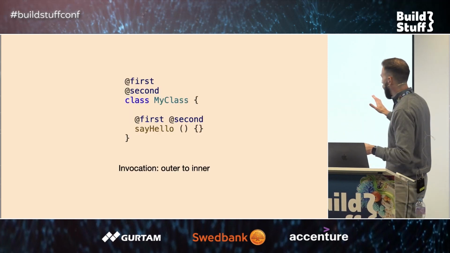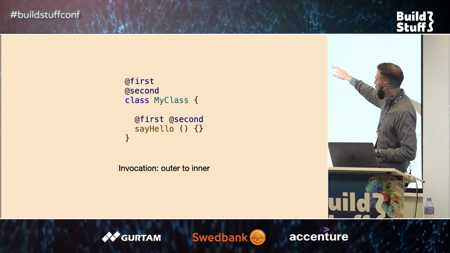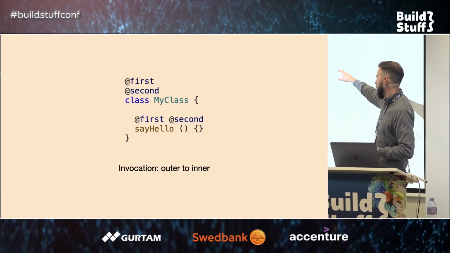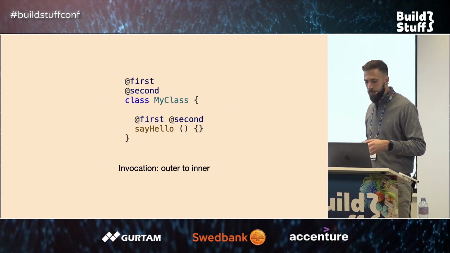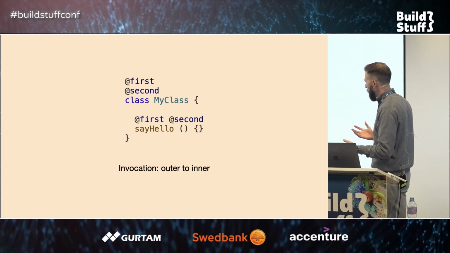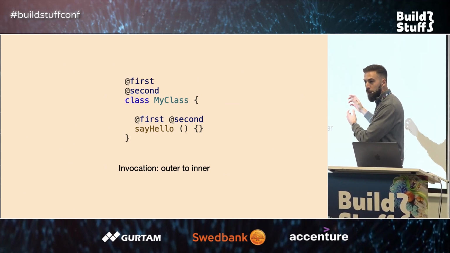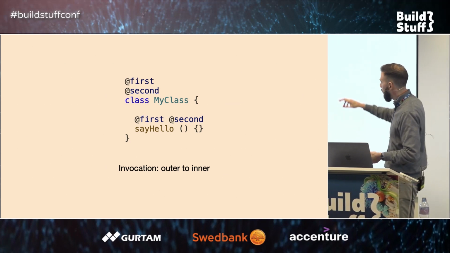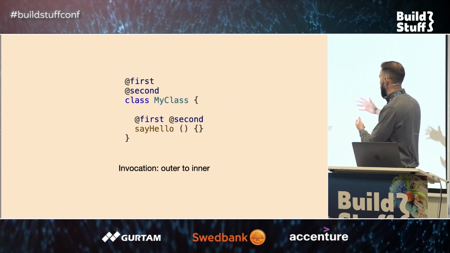So this is how decorators can look like. In here, they are applied first to a class, but also to a class method. And from the invocation, it's going to be the outer first and then to the innermost. So in here, we have the first, which is going to be invoked first, and then we have the second one.